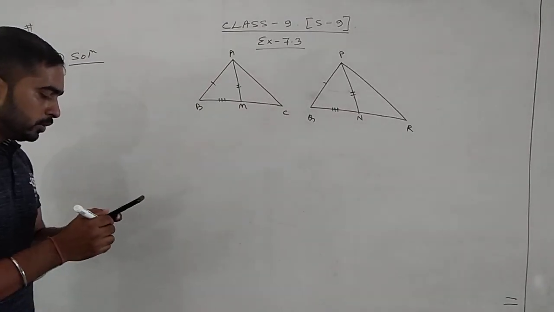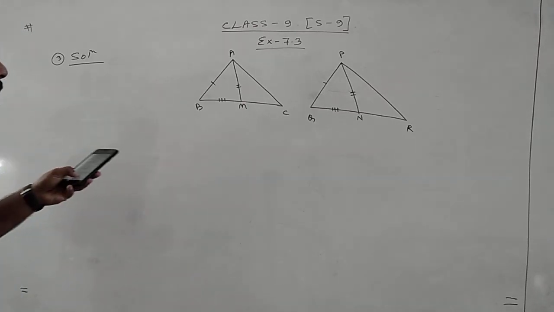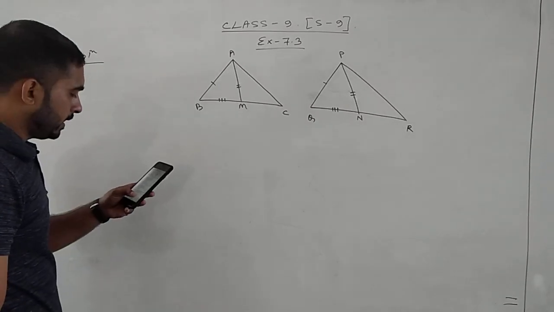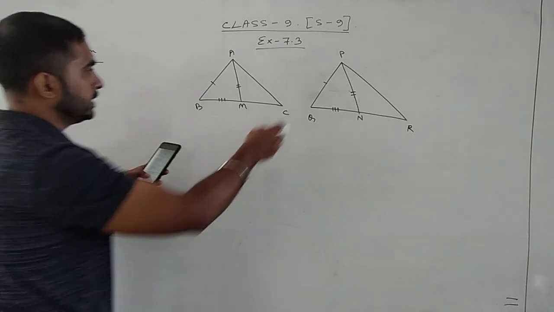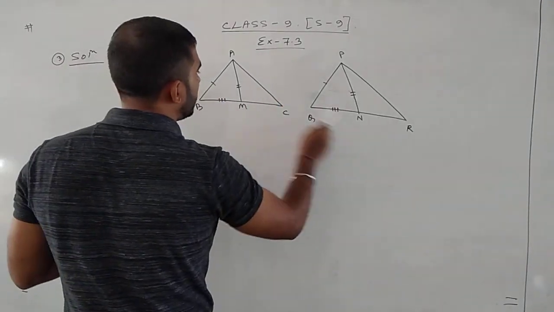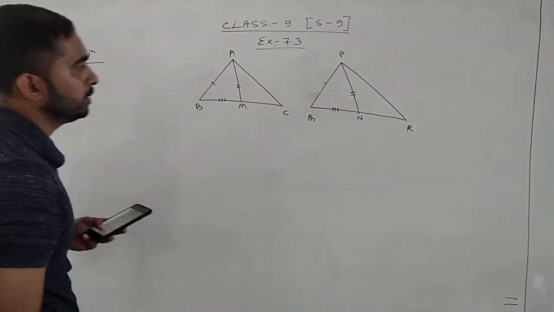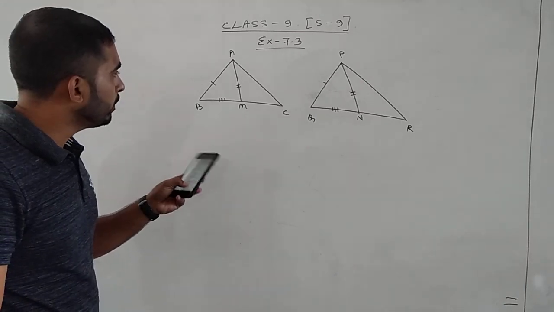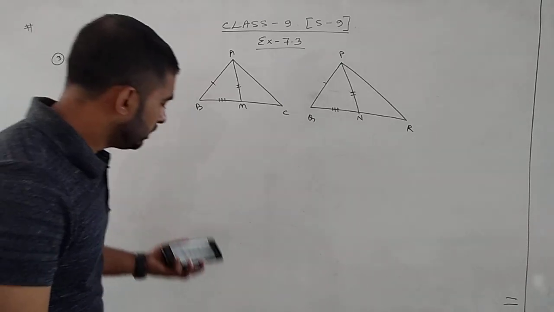The question is: two sides AB, BC and median AM. Median AM means M is the midpoint of BC. Of one triangle ABC are respectively equal to the sides PQ, means AB equal to PQ, BC equal to QR, and median AM equal to median PN of triangle PQR. To prove that triangle ABM congruent triangle PQN and triangle ABC congruent triangle PQR.